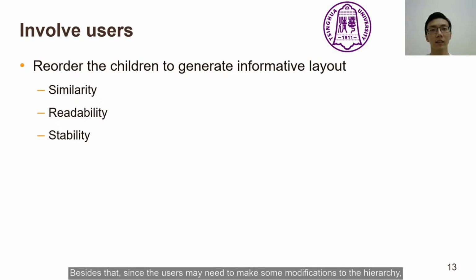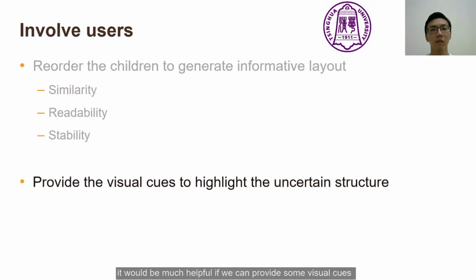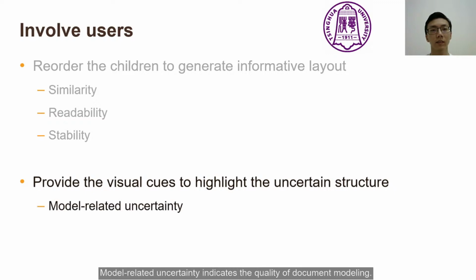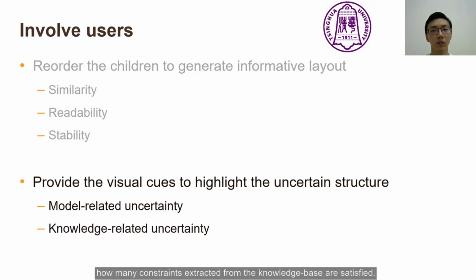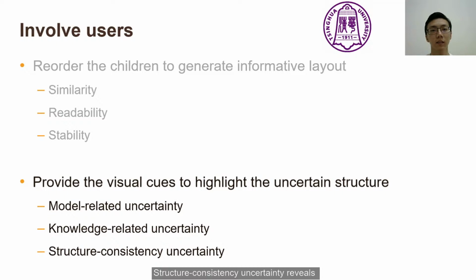Besides that, since the users may need to make some modification to the hierarchy, it would be much helpful if we can provide some visual cues to highlight the uncertain structure. The modeling of uncertainty is threefold. The model-related uncertainty indicates the quality of document modeling, and the knowledge-related uncertainty shows how many constraints extracted from the knowledge base are satisfied, and the structure consistency uncertainty reveals how well parent-child relationships are preserved.